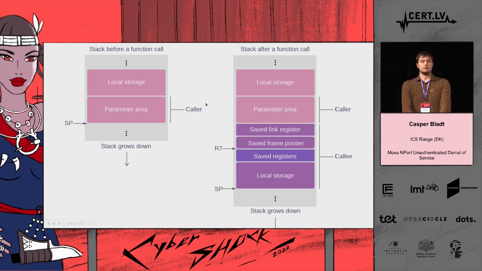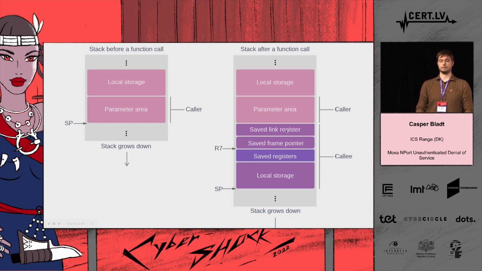The registers that are saved are, among others, the linked register, which is very interesting. I'm going to talk a bit about it. There's the frame pointer and a bunch of other registers. And then we get to the new function's own local storage, and the stack grows further down. If that function were to call a new function, then we could take this whole block and copy it on again.